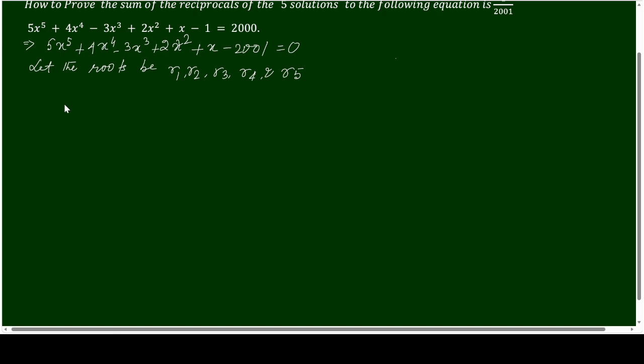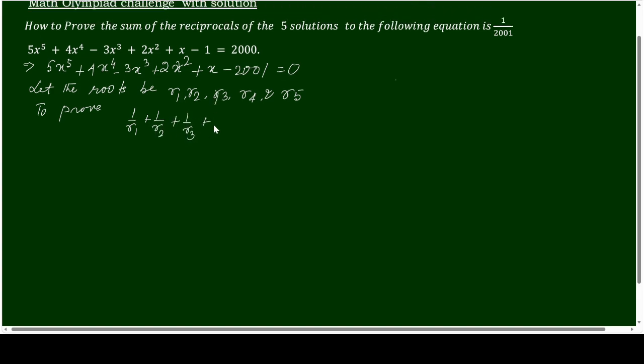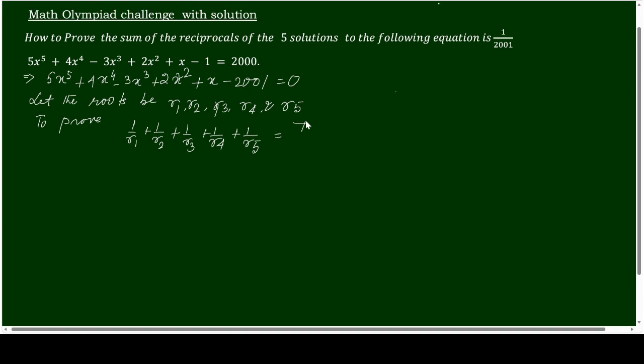Then we have to prove the sum of the reciprocals, that means 1 over R1 plus 1 over R2 plus 1 over R3 plus 1 over R4 plus 1 over R5 equals 1 over 2001.